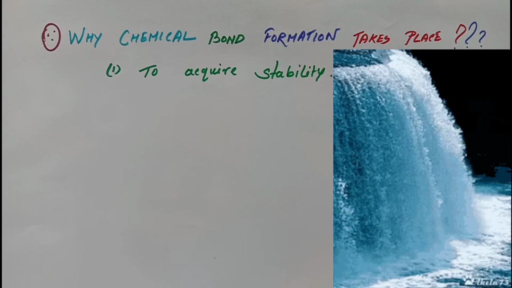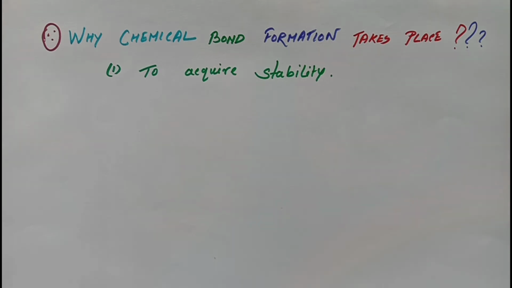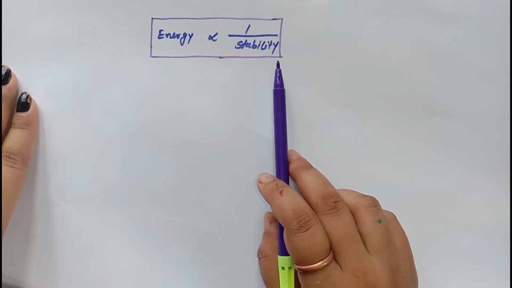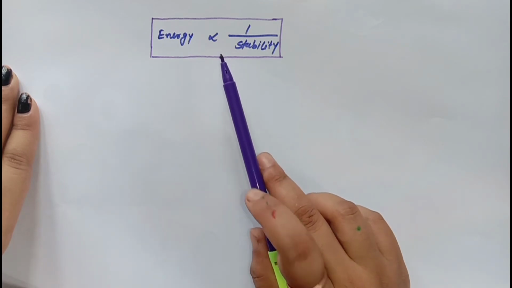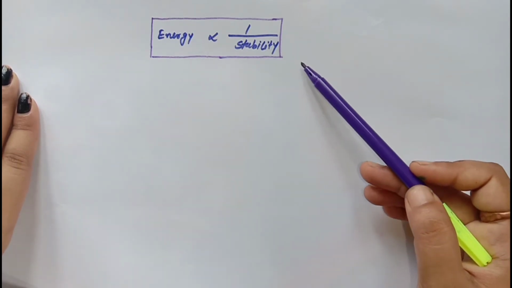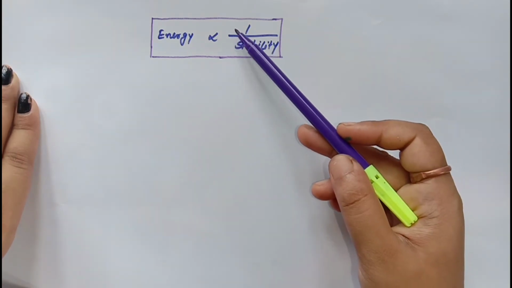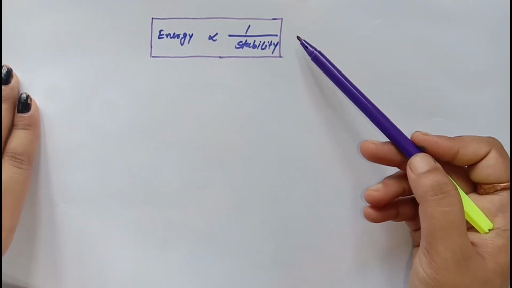So when water is flowing down the hill, its potential energy decreases and its stability increases at the lower level. At the top level, its potential energy is very high and it is unstable. Similarly, atoms also want to be stable by forming chemical bonds between them. And we should know that energy is inversely proportional to stability. That means as the energy increases, the stability decreases, and as the energy decreases, the stability increases.